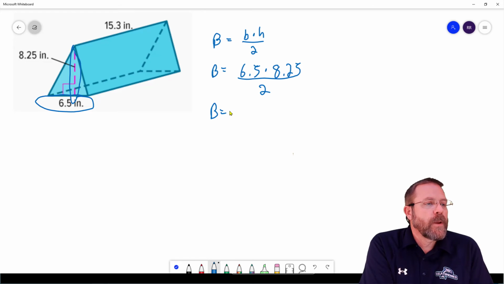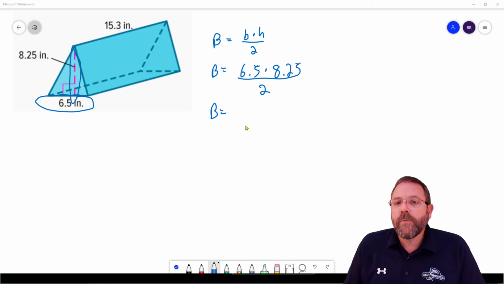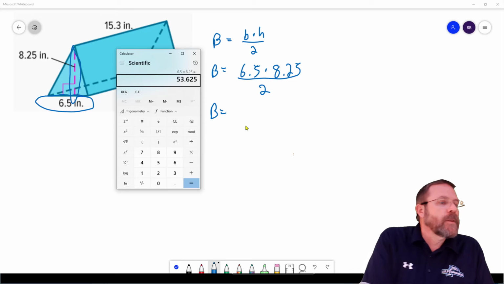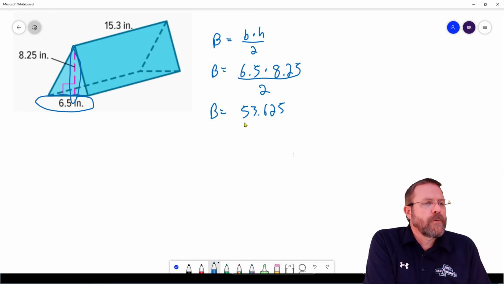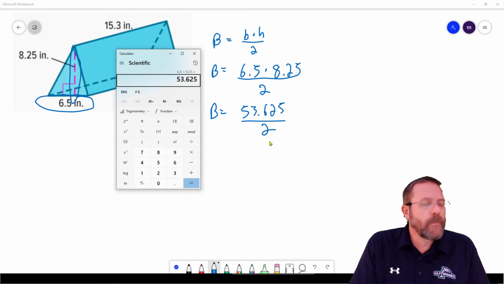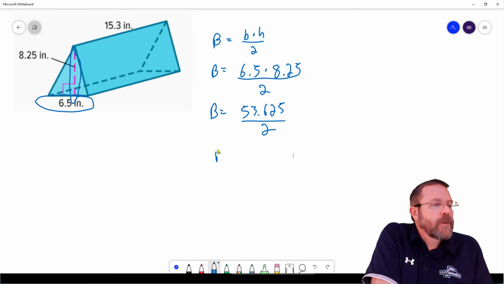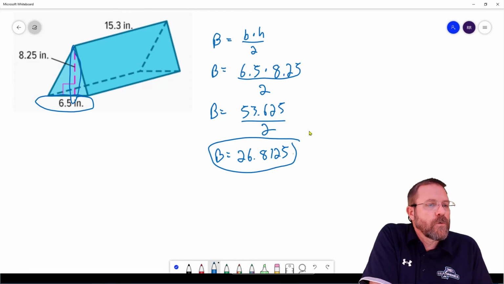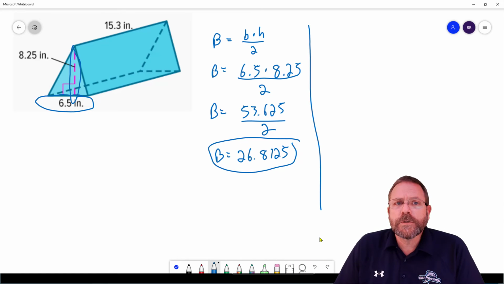From here I can say base area is equal to 6.5 times 8.25, that's going to end up giving us 53.625, I believe it was. Divided by 2. Is that what it was? Yep. And then we're going to take that, divide it by 2, and that means the base area is equal to 26.8125, and we're going to circle it. Not because it's the answer, but it is an important sub-answer.